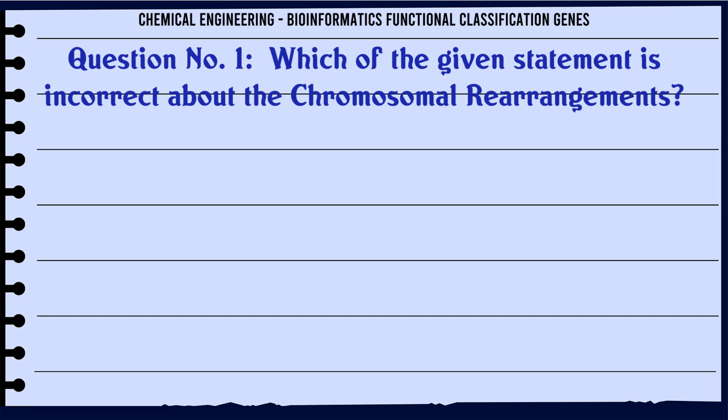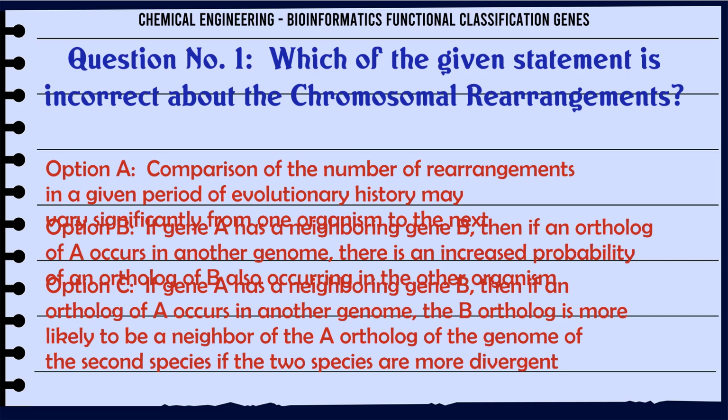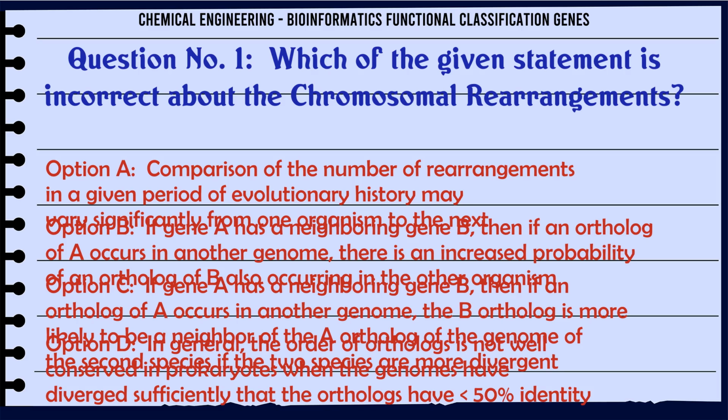Which of the given statements is incorrect about the chromosomal rearrangements? A. A comparison of the number of rearrangements in a given period of evolutionary history may vary significantly from one organism to the next. B. If gene A has a neighboring gene B, then if an ortholog of A occurs in another genome, there is an increased probability of an ortholog of B also occurring in the other organism.